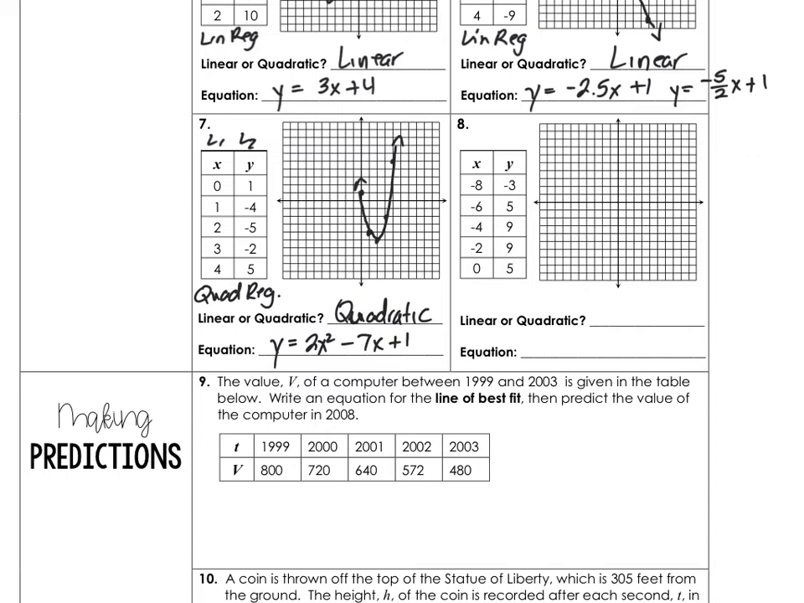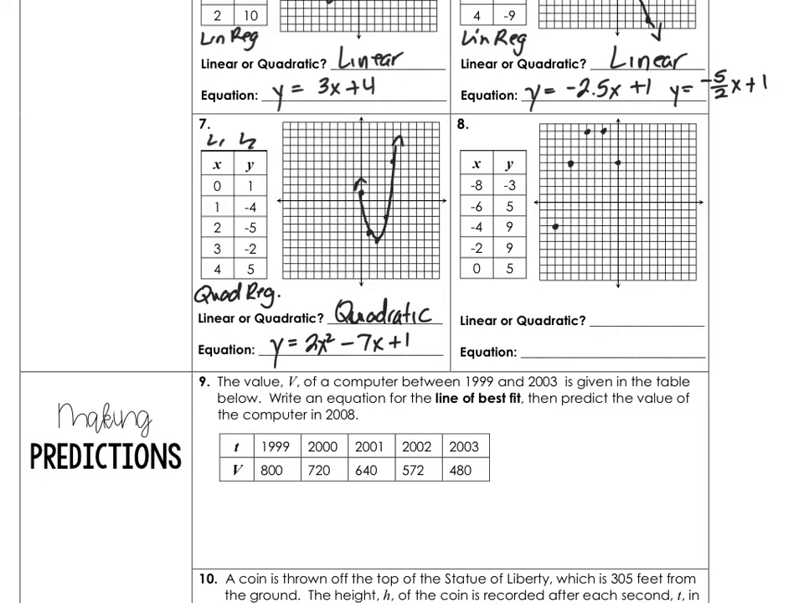All right, last example like this. Let's go ahead and plot our points. Negative 8, negative 3, negative 6, positive 5, negative 4, 9, negative 2, 9, and 0, 5.